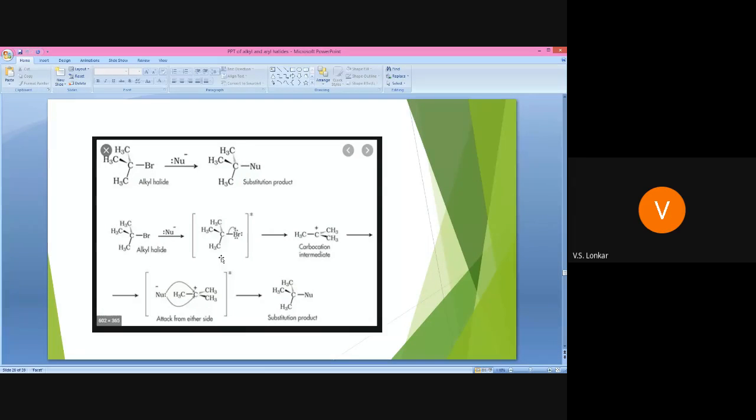Whenever we explain the mechanism, as it is a two-step reaction, two transition states are formed. How many? Two transition states are formed in this SN1 reaction. In the first transition state, what happened? First, the reactant, that is the tertiary butyl bromide, reaches the highest energy point. That state is known as the transition state or activated complex.